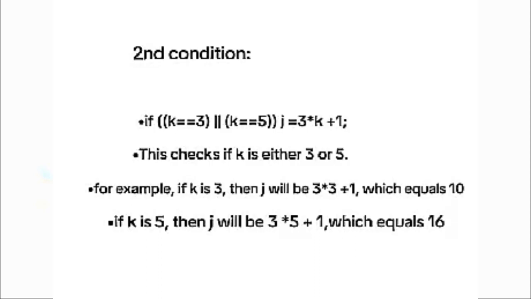The second condition is else if. If key is 3 or 5, calculate g as 3 times key plus 1. Then it checks if key is either 3 or 5. If true, g is assigned the value of 3 times key plus 1. For example, if key is 3, then g will be 3 times 3 plus 1, which equals 10. And if key is 5, then g will be 3 times 5 plus 1, which equals 16.